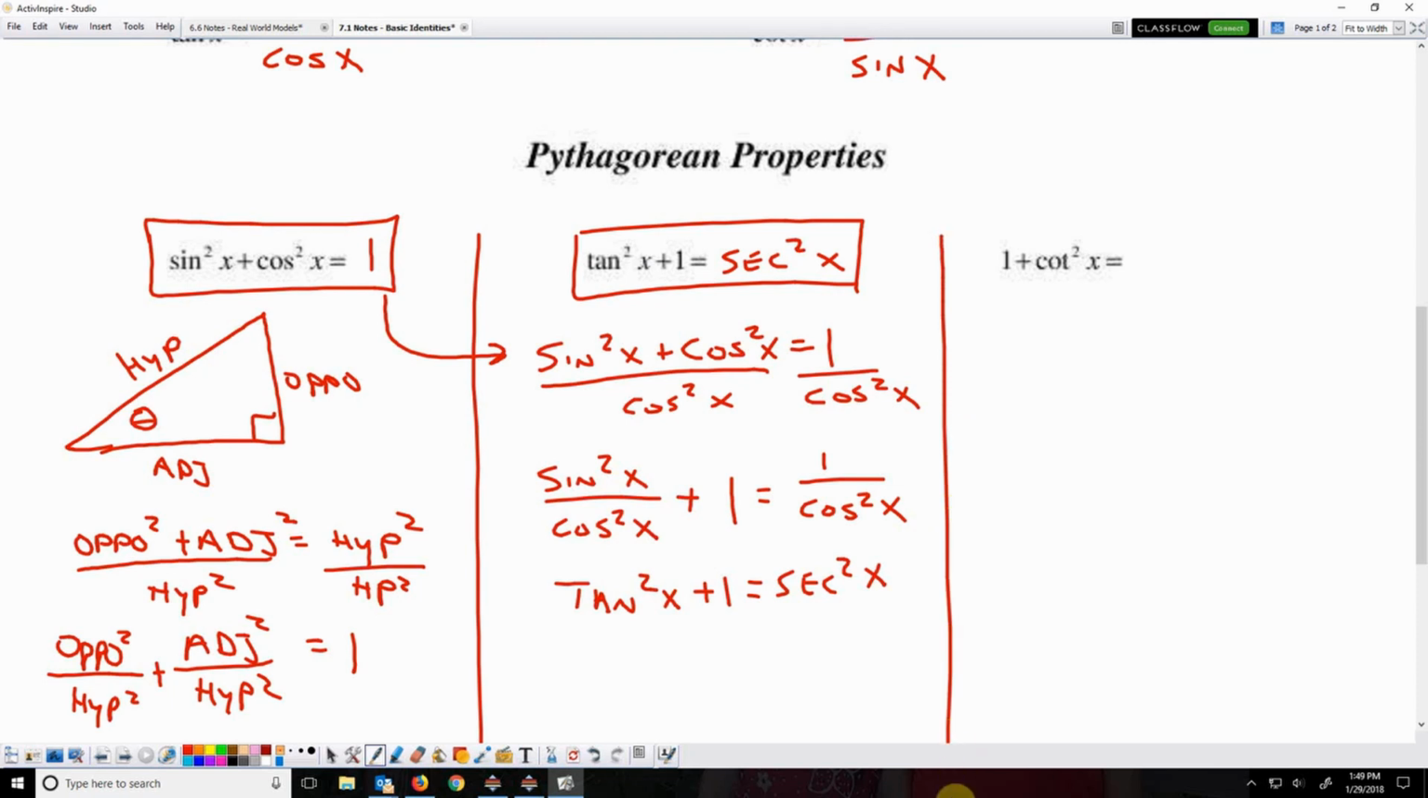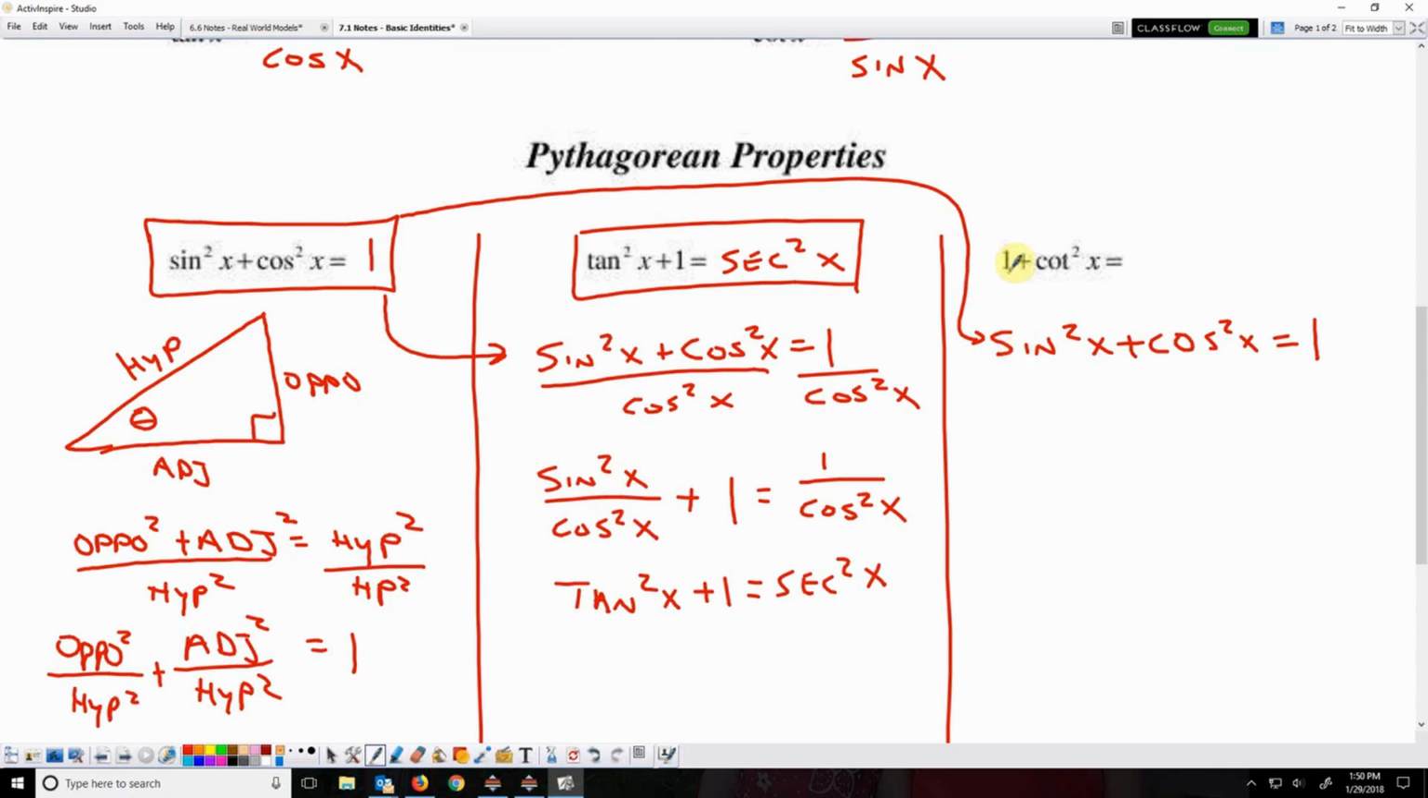The last one, 1 plus cotangent squared x. We're going to start again with sine squared x plus cosine squared x equals 1. So we're starting with this again. And I'd like you to pause this and try to simplify this left side down to 1 plus cotangent squared x and see what the right side equals. After you've tried it, then click play again and see if we match.